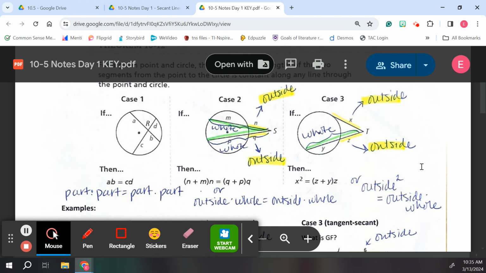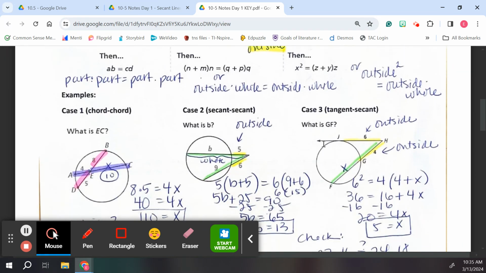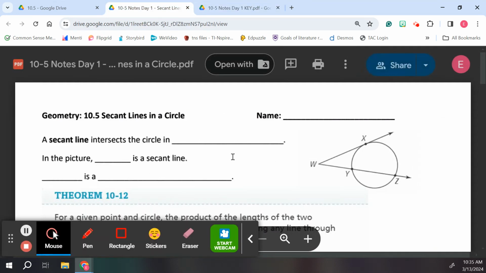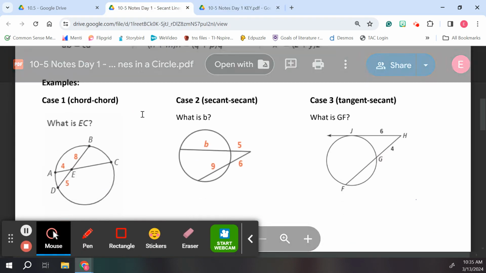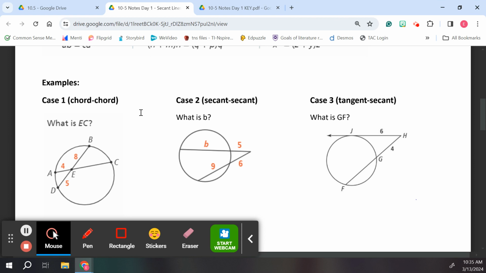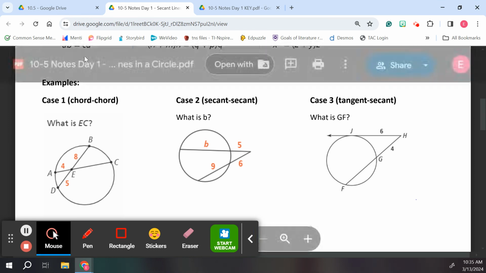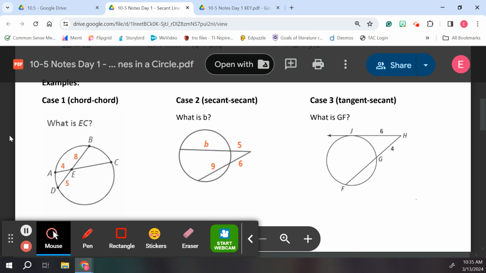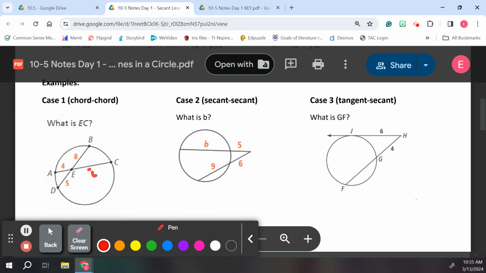All right, questions on this? Anything? All right, so here's our examples. Now let's get to the notes. So this is case 1, the chord. Remember, they want you to find EC. So I'm going to label EC as X, just so we know that's what we're trying to find.